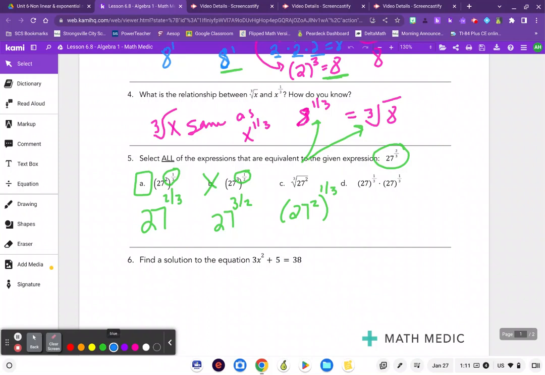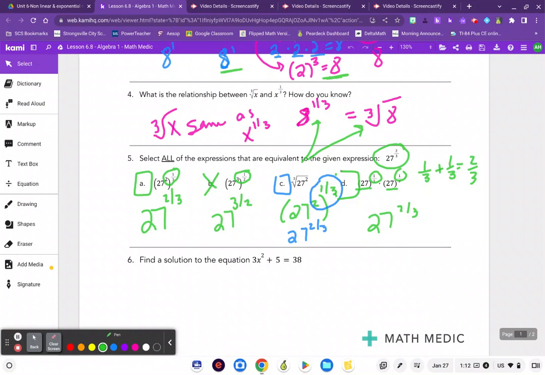And then again, we already know from the first problem that I have 2 times 1/3, which is 2/3. So I have 27 to the 2/3. Yeah, this one turns out to be true. And over here, when I multiply like bases, I add exponents. I have 1/3 plus 1/3. Yeah, that gives me 2/3. I would end up with 27 to the 2/3. And so, yeah, that one works out. So A, C, and D are all equivalent ways to write 27 to the 2/3.